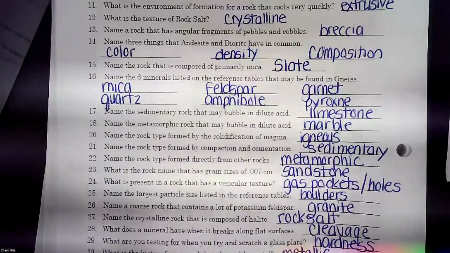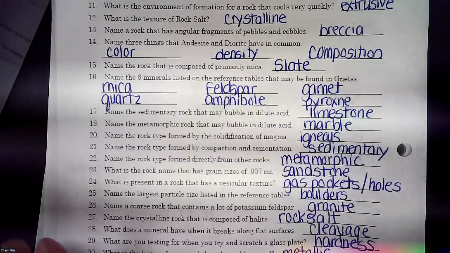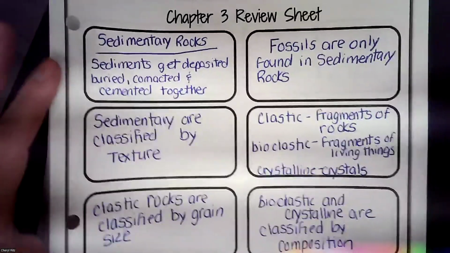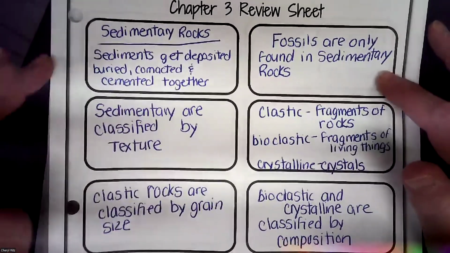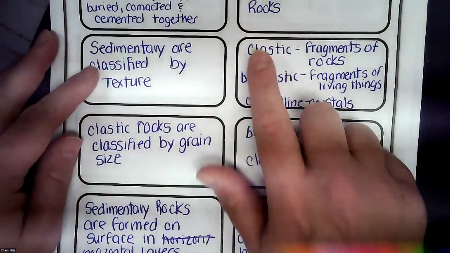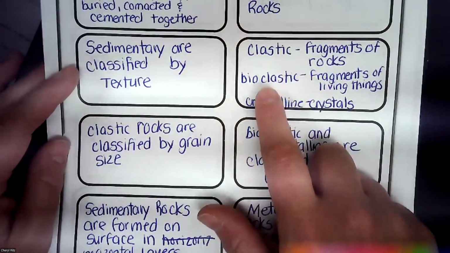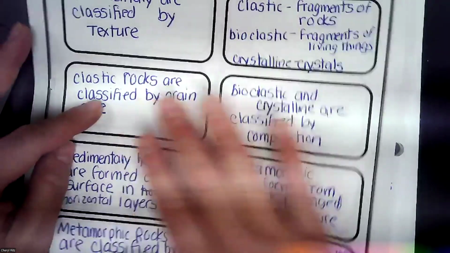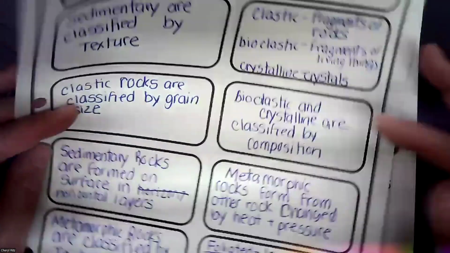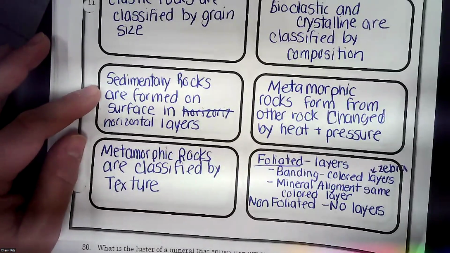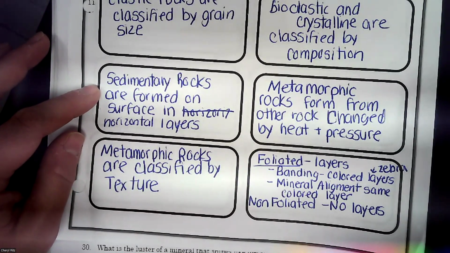So yesterday we started the review sheet. We got through all there was to know about sedimentary rocks. We talked about how they're formed. Fossils are only found in them. They're sorted by their texture. The textures are clastic, bioclastic, and crystalline. The clastic rocks are sorted by just their grain size. Bioclastic and crystalline are sorted by their composition. This is really important that you remember about sedimentary rocks. They're found on the surface in horizontal layers.